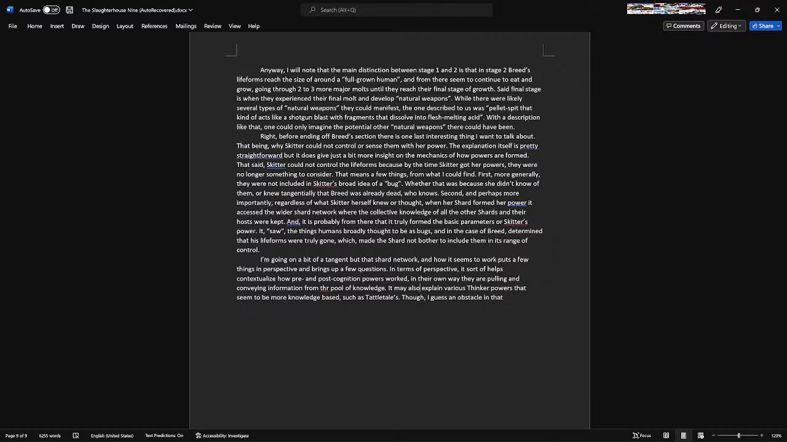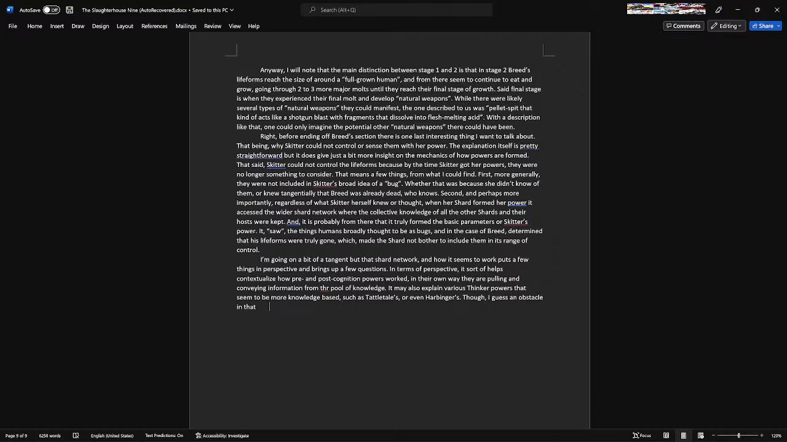It may also explain various stinger powers that seem to be more knowledge-based, such as Tattletale's or even Harbinger's.